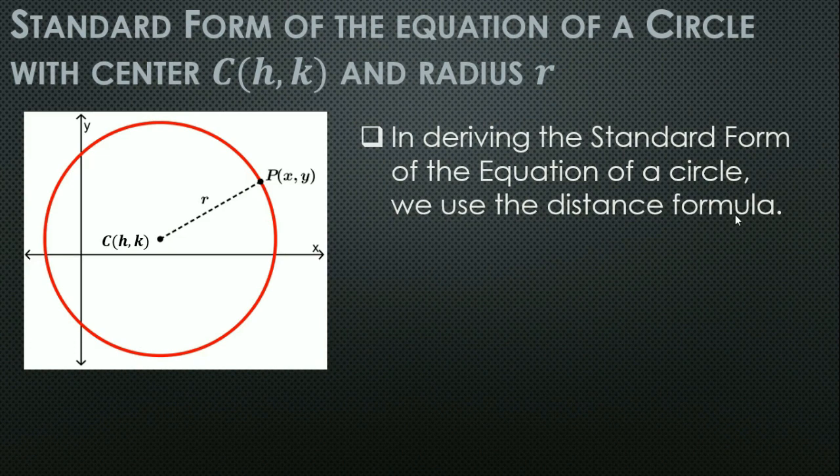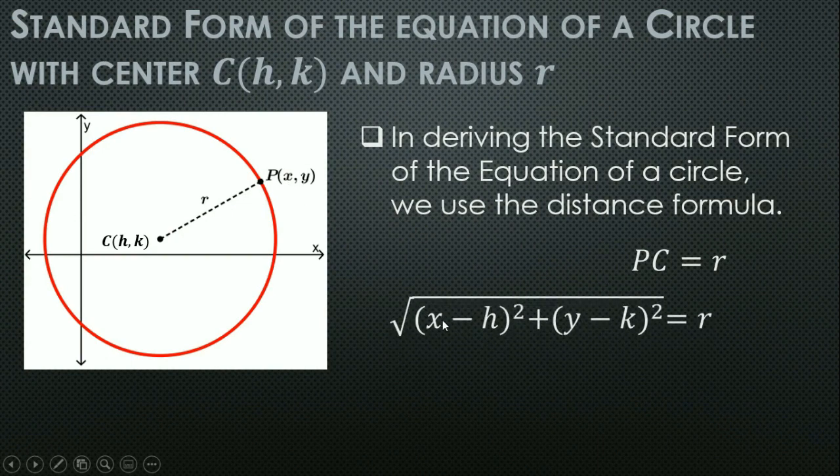So, let's start with the definition. Sinabi kanina na si r ay pareho lang din sa distance ni P at ni C. So, let's use that definition. PC is equal to r. Okay? So, again, PC is the distance between point P and point C here. So, substituting x, y, and h, k to the distance formula, we have the square root of (x minus h) squared plus (y minus k) squared is equal to, we simply bring down r.